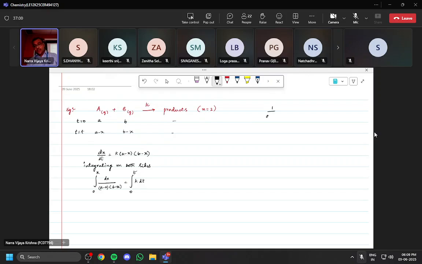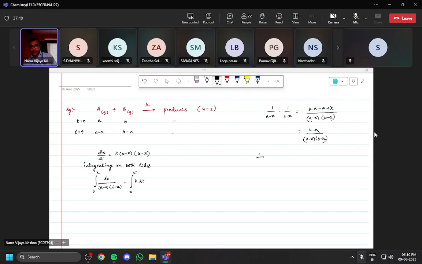Can I write that as 1 upon a minus x minus 1 upon b minus x? Take LCM. What do we get? (a minus x) minus (b minus x) upon (a minus x)(b minus x). Correct? Now it becomes a minus b upon (a minus x)(b minus x). So it becomes b minus x minus a plus x, so it becomes b minus a.